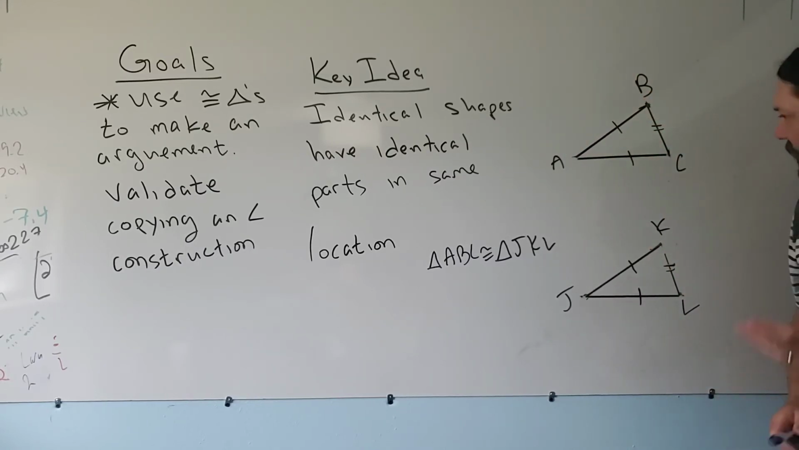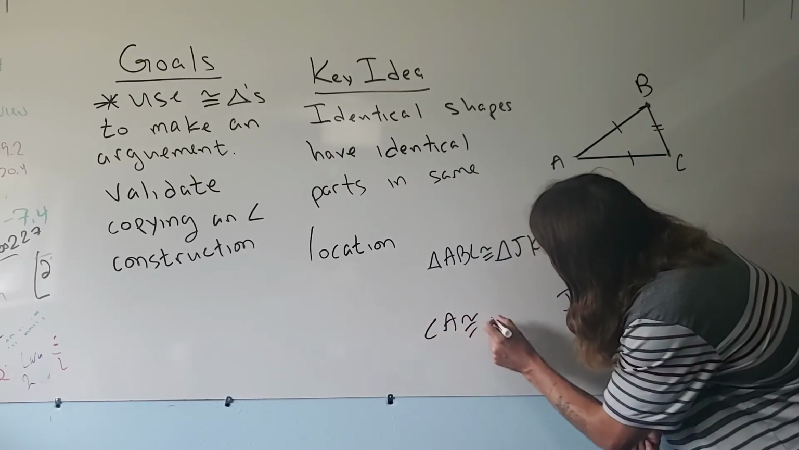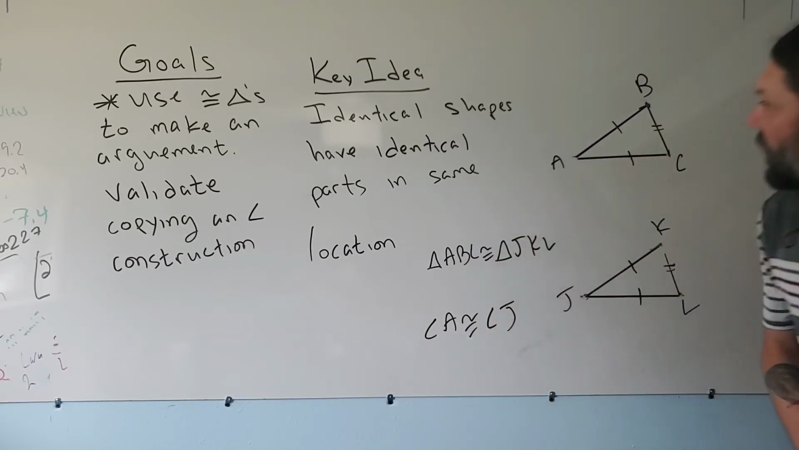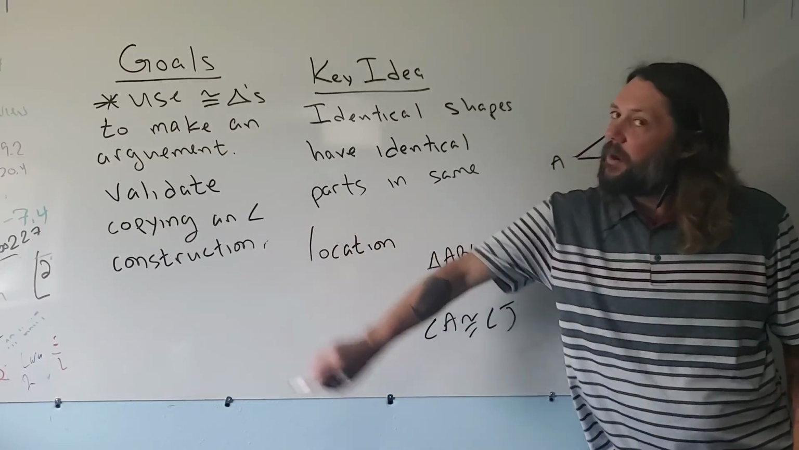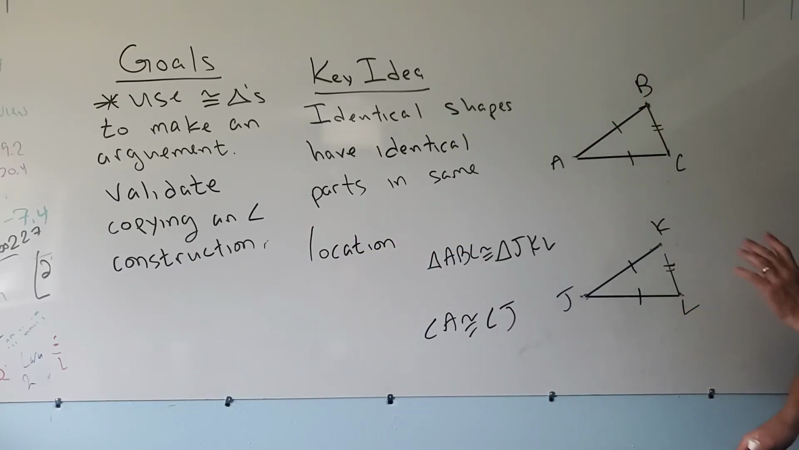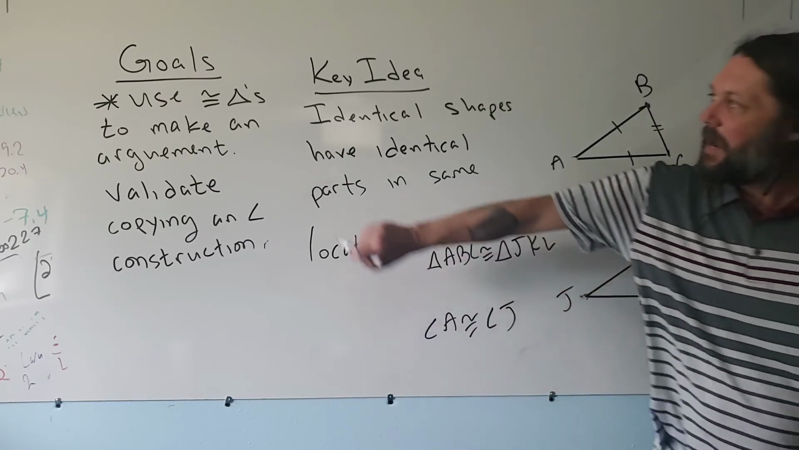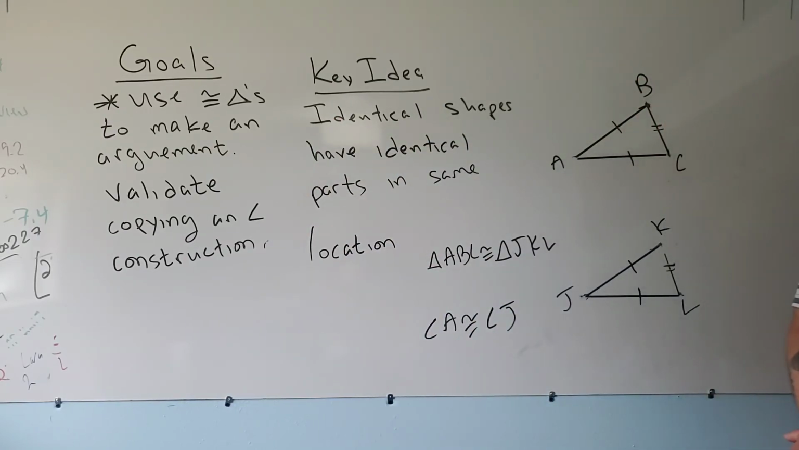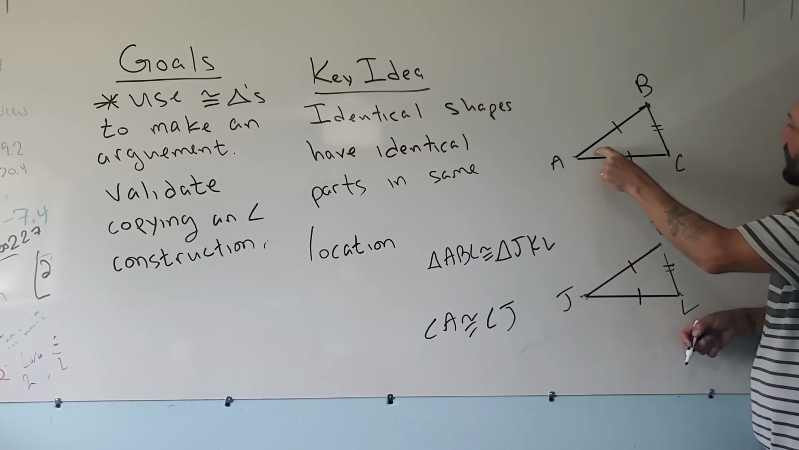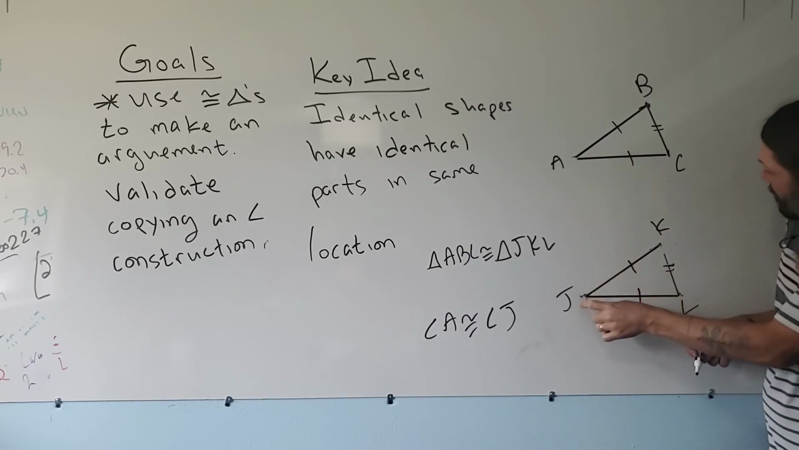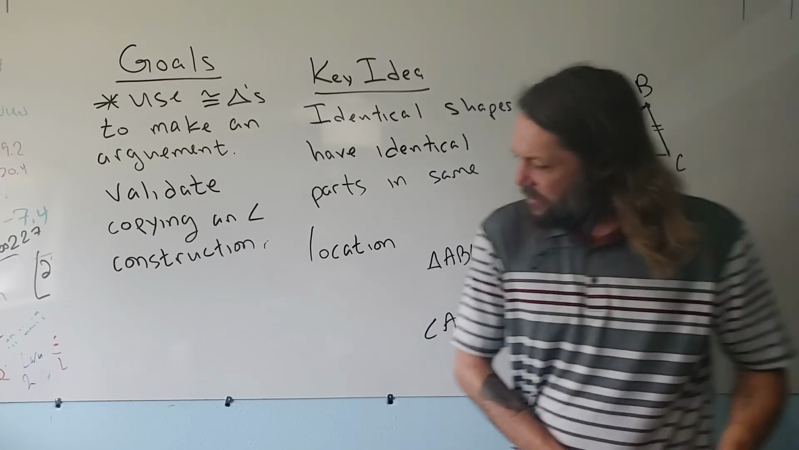So we can reason that angle A must be the same as angle J. And what this conclusion does is validate that we copied an angle. So again, here I showed you that when we're copying an angle, we actually are in fact making congruent triangles. And when we make the congruent triangles, we can then justify that this angle must be the same as this angle because these are parts in the same position of identical shapes. So again, I just wanted you guys to see this today.